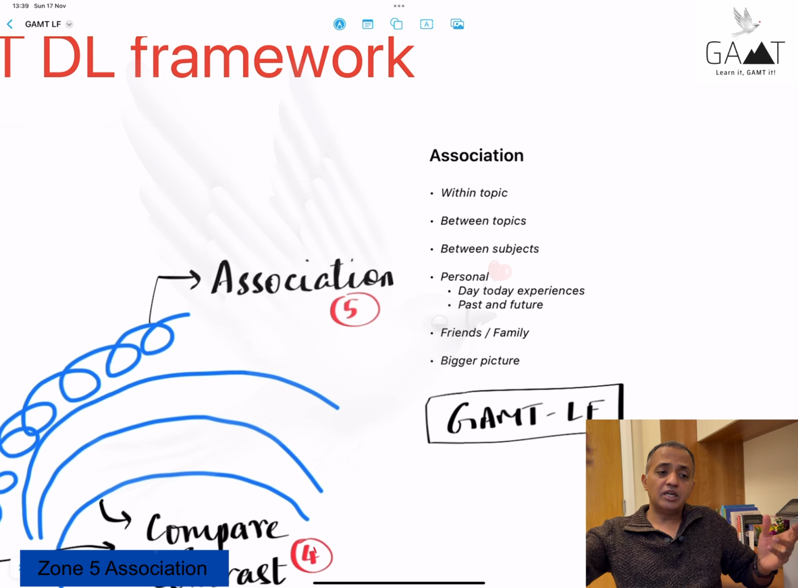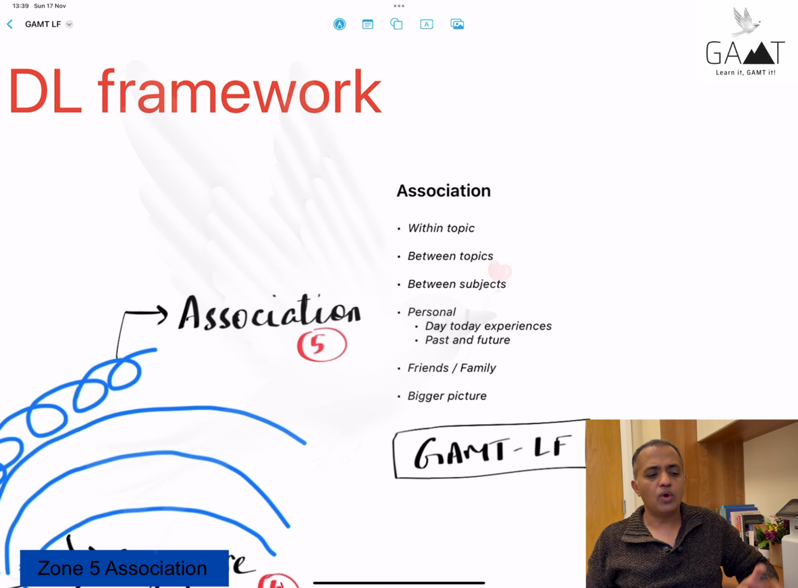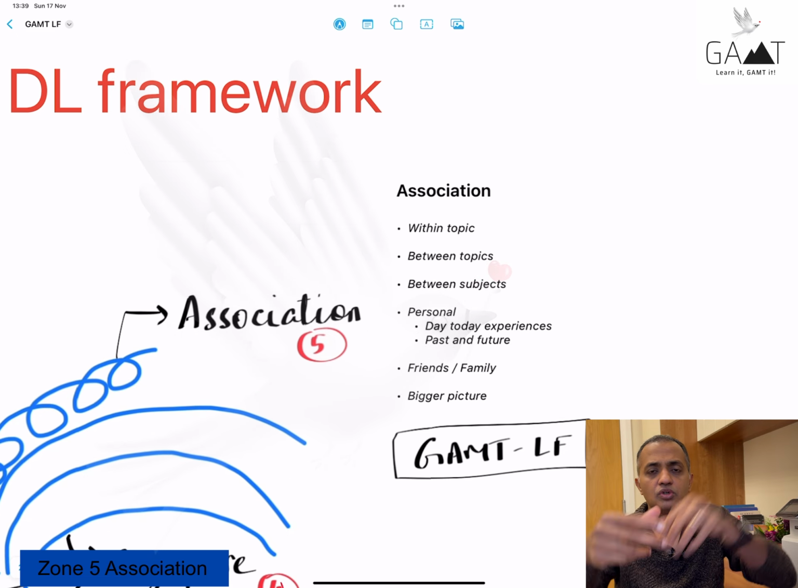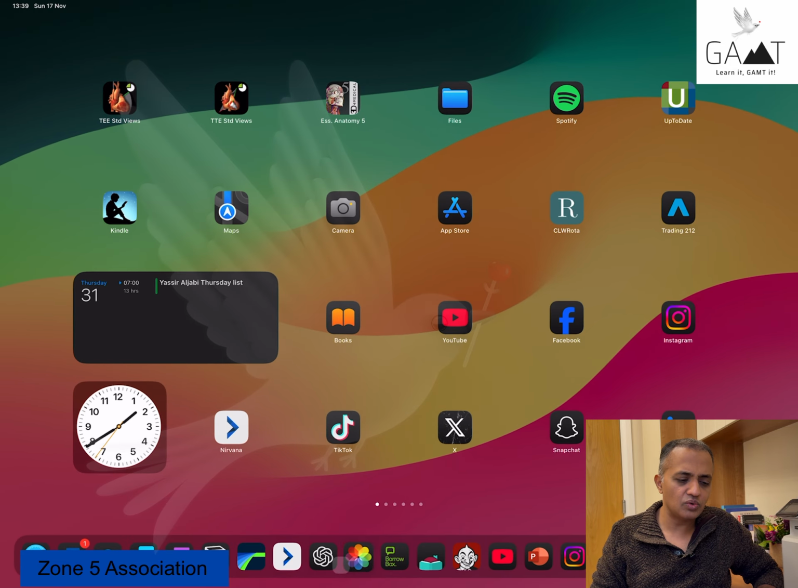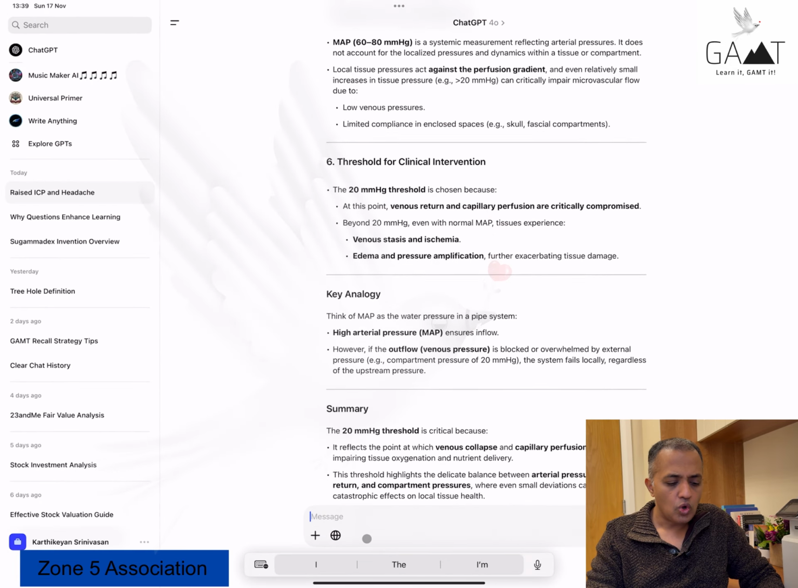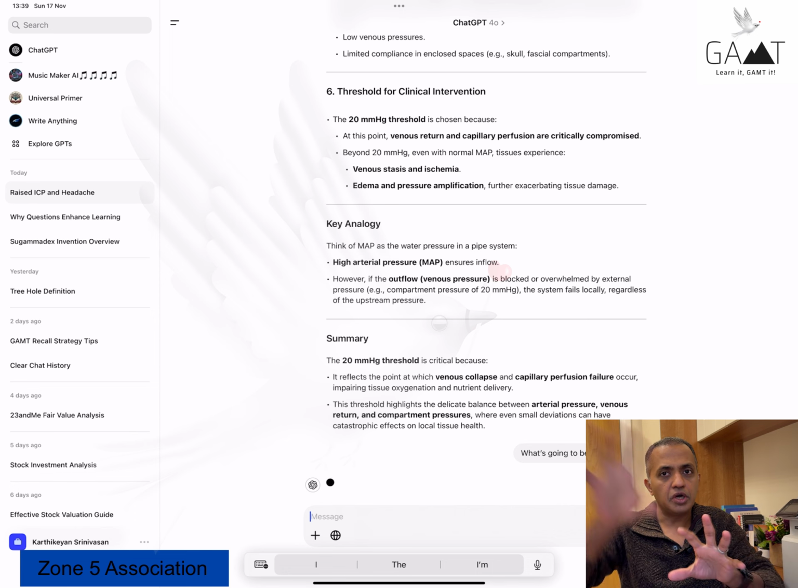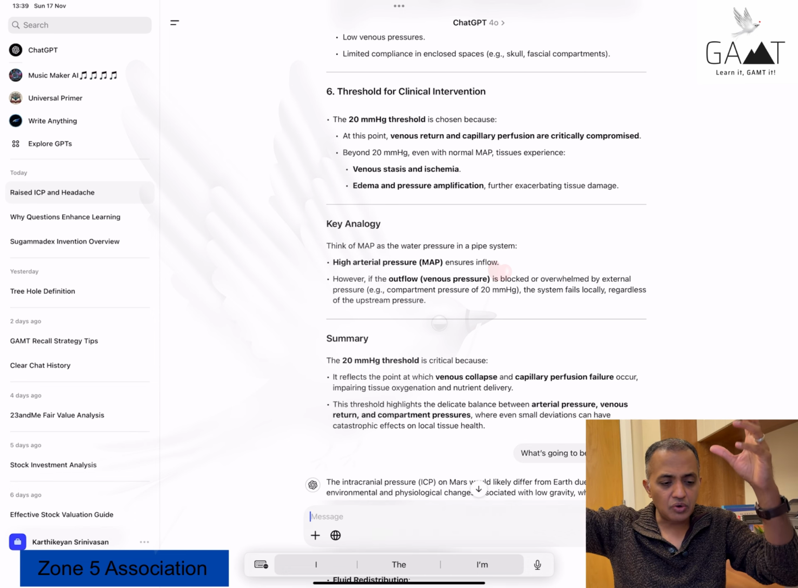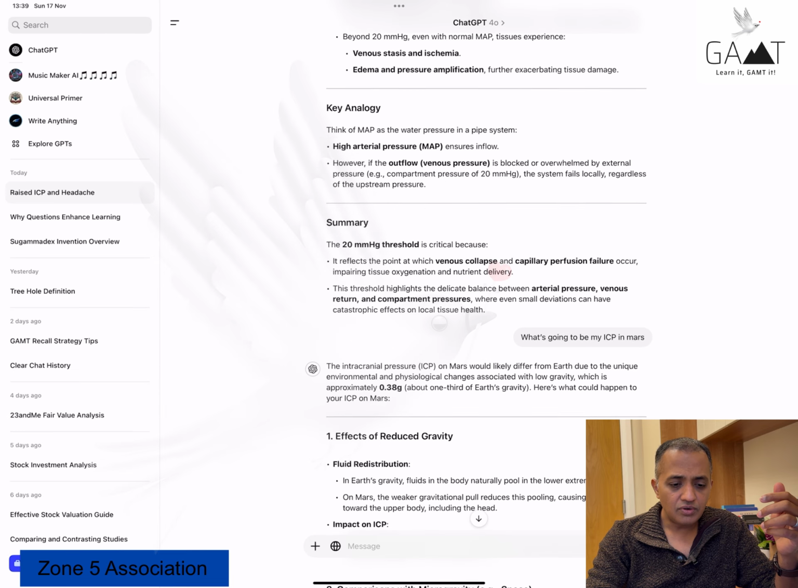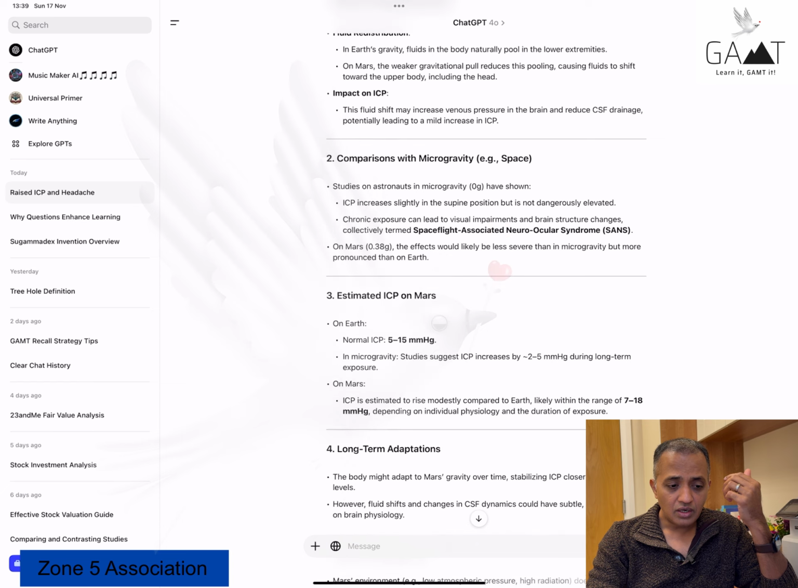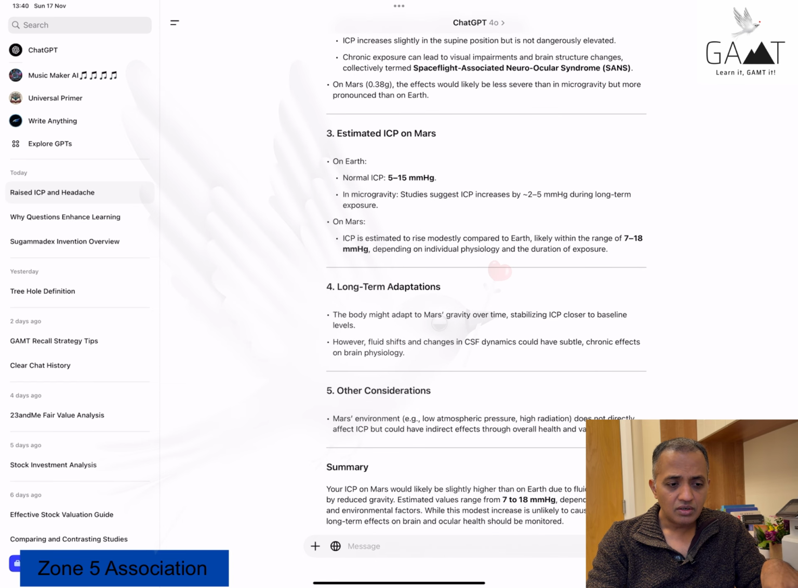So you can look at the bigger picture. You can say, okay, raised ICP, how can I link it? You can get out of this particular zone. Let's ask one question: what's going to be my intracranial pressure on Mars, for example? Intracranial pressure would likely differ from Earth due to unique environmental factors. Low gravity, about 0.3 of Earth's, is going to happen on Mars. With reduced gravity, the pressure is estimated to rise modestly, so on Mars your intracranial pressure is going to rise slightly.